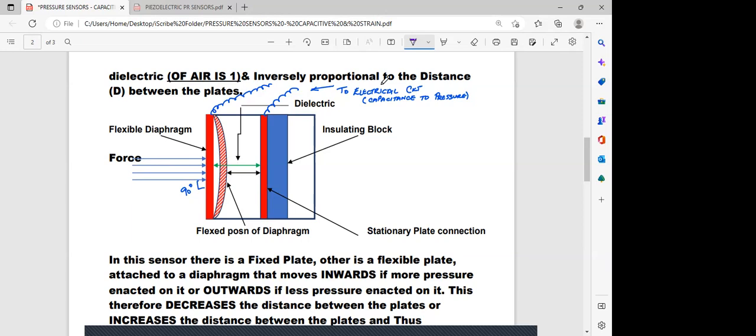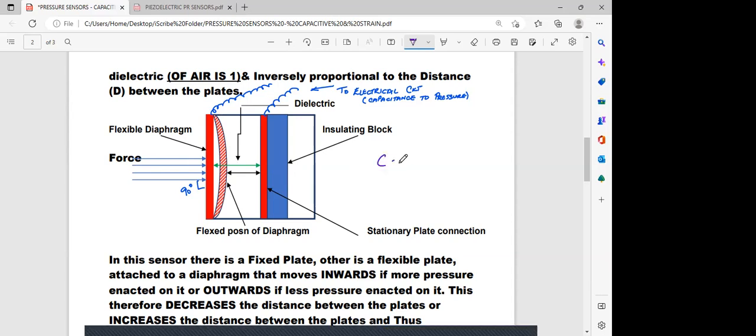Now you can see that before force is enacted, that flexible diaphragm is in this position shown by a solid red color. Whatever force is acting now on this flexible diaphragm has depressed it inwards and is shown now with a shaded red portion. Notice what is happening.